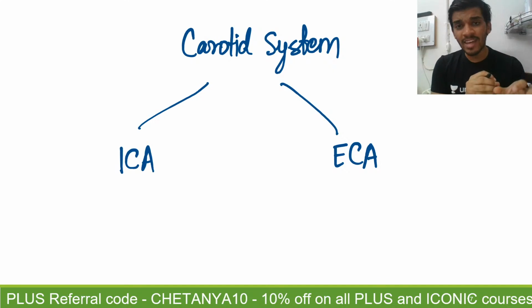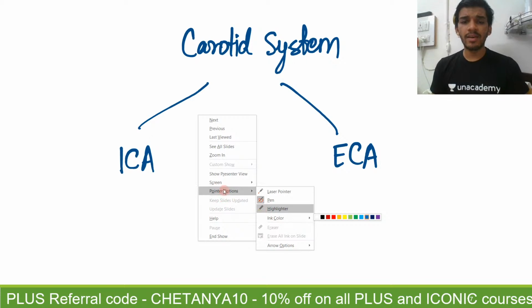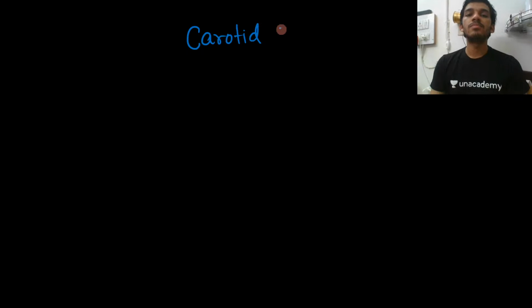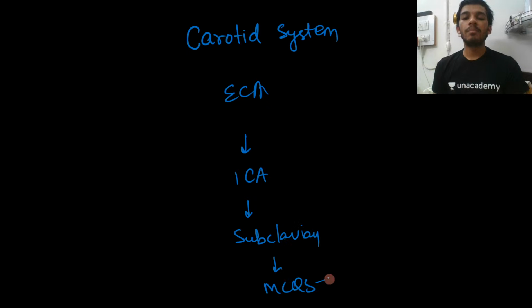We're going very systematically, alright? If I tell you a little bit about today's lecture flow, it's going to be something like this. You can skip wherever you want, in whatever manner you want. The carotid system we are going to discuss first, where we'll first do the external carotid artery, then the internal carotid artery, then the subclavian artery, and then we'll do the MCQs for this. So that is the first part of today's lesson.